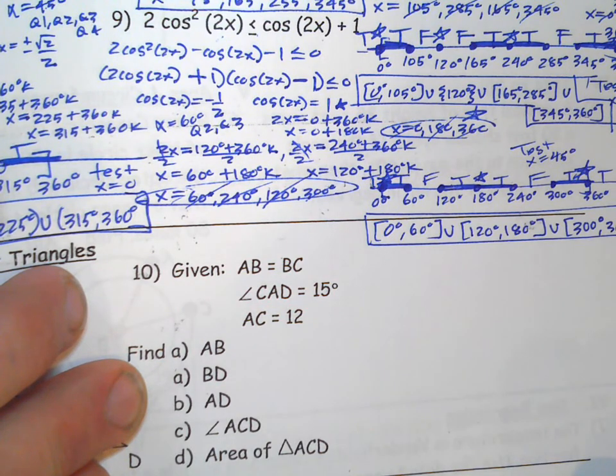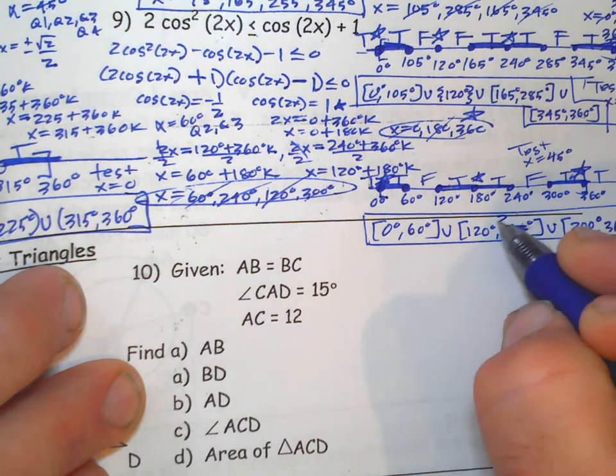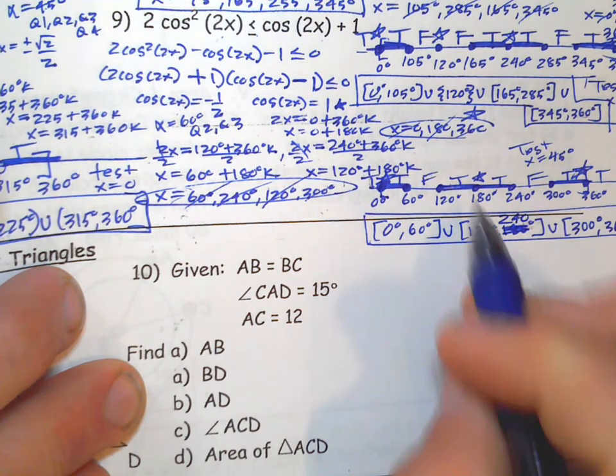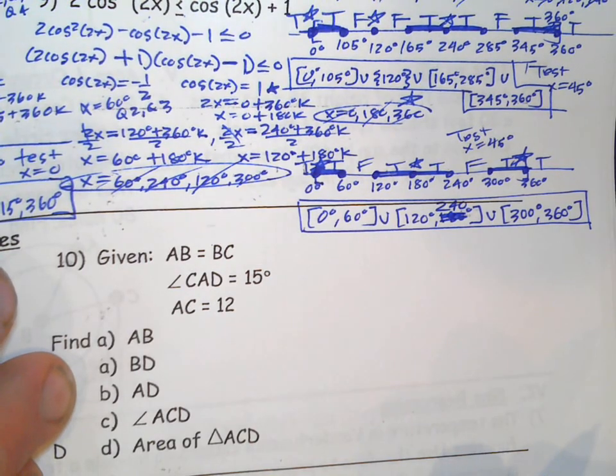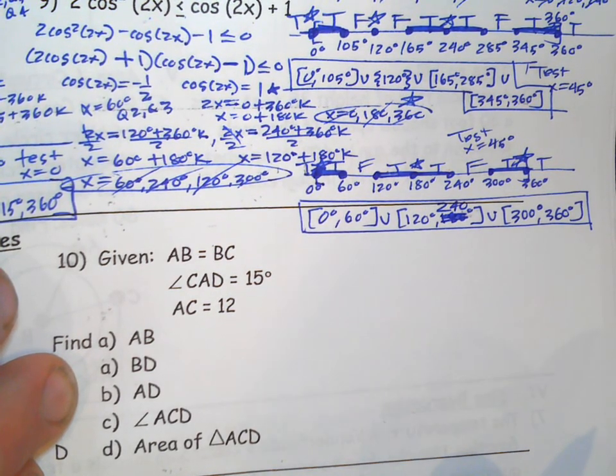Now looking at this, let's see. Oh, I made a little mistake. It should be a 240. Don't break that up because it's solid dot. If it's open dot, you have to break it up. So there you go.